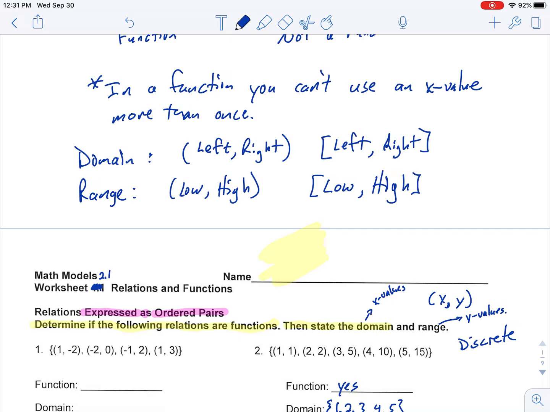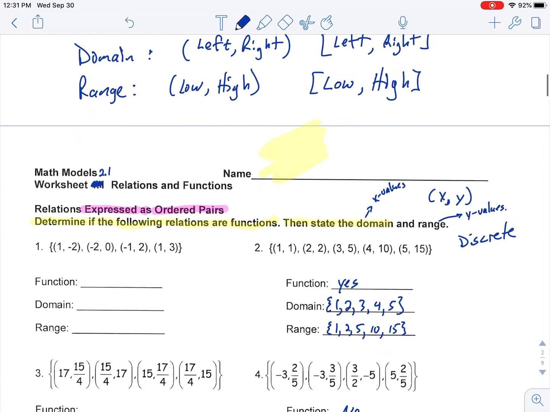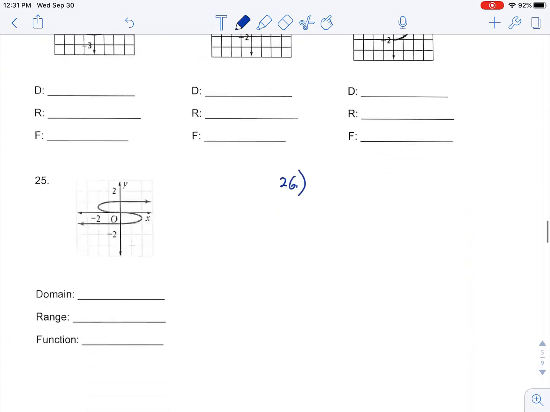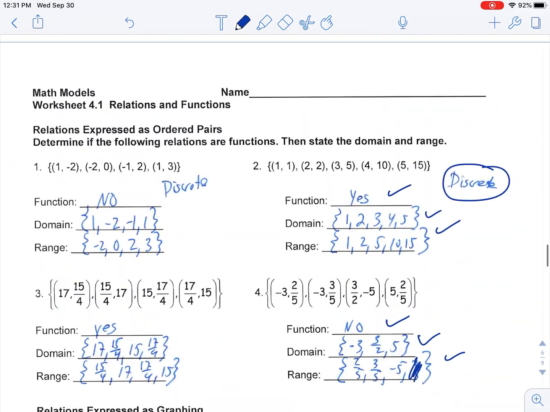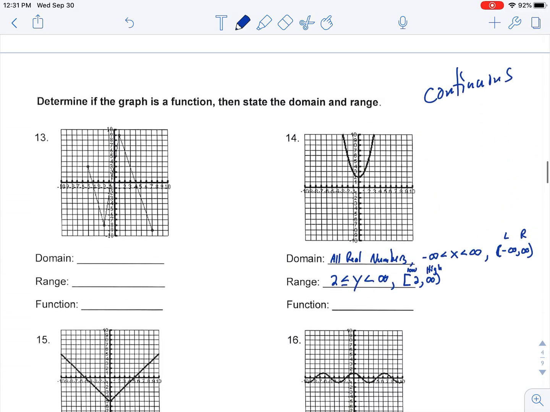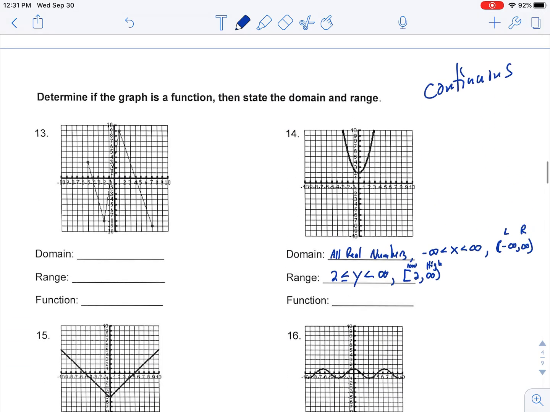That's the range in the domain. All right, so where am I? I just got all confused. I got off track. We're still in the midst of number 14.